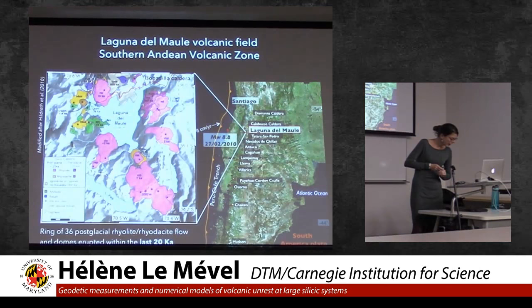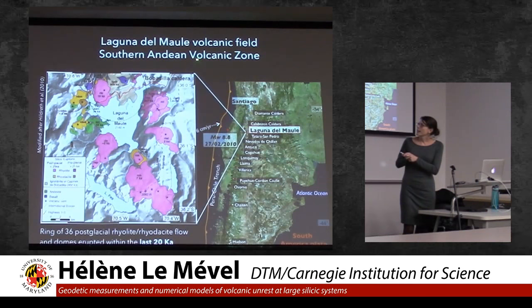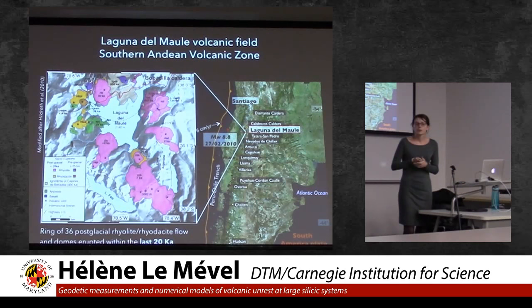So here is a simplified geological map. As the name indicates, it's a volcanic field. It's not just a single volcano, a single edifice. It consists of many vents and lava flows and domes that cover an area of about 500 square kilometers. And what I want to point out here is that the most recent activity has been very silicic. So all these pink flows are rhyolite lava flows. It's one of the largest concentrations of rhyolite volcanism. And all of this happened in the last 20,000 years during post-glacial times.